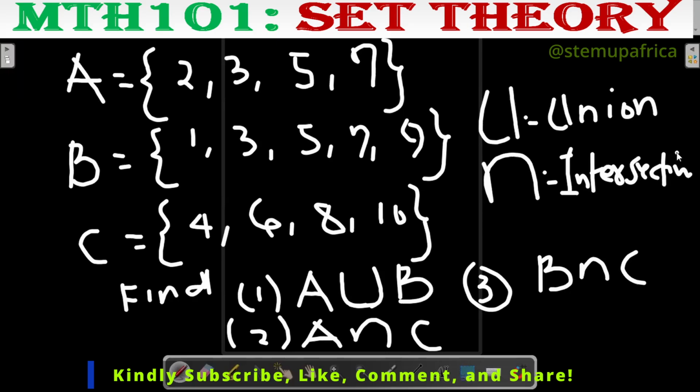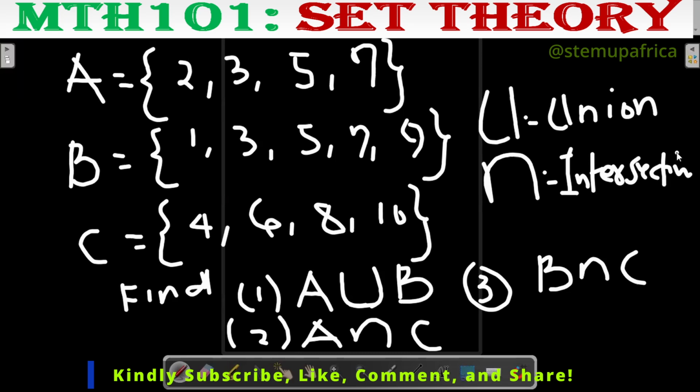So union is combining two elements together. Those things you see there, 2, 5, 2, 3, 5, and 7, are what we call the elements. 1, 3, 5, 7, 9 is the element of B. When you combine two things together, but you don't repeat any, we refer to it as union. The intersection is what is common between the two elements. So you can just try and see if you can put them together.